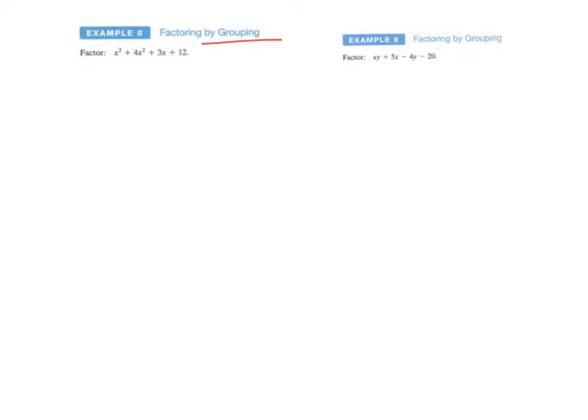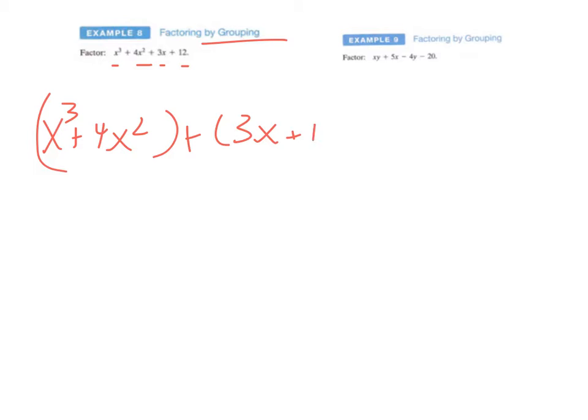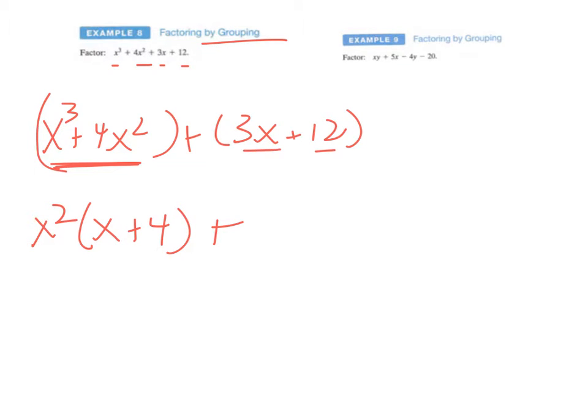Factor by grouping, when there's no common factor, there's nothing common between any of these, we group them. I'm going to group my first 2 together, like this, and my next 2 together, like this, and then I factor just these 2. So I'm going to factor this. Greatest common factor happens to be x squared. And when I factor that out, I'm left with x plus 4. When I do the same thing over here, greatest common factor happens to be a 3. When I factor that out, I get x plus 4.